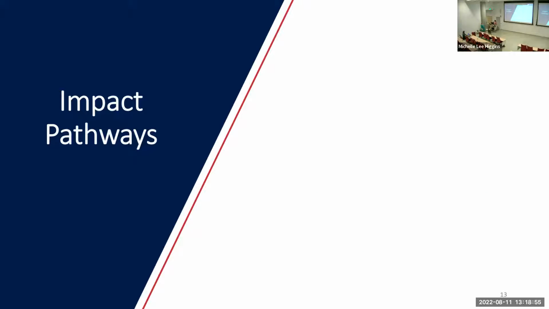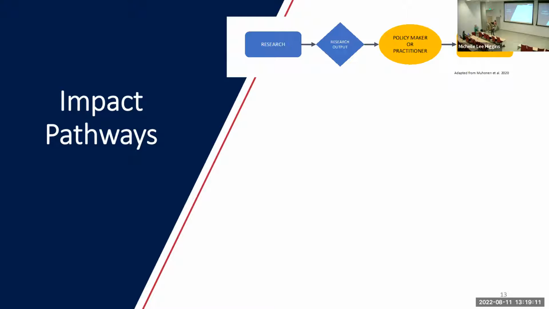Okay, so we can think of those connections, the way that we're connecting, as impact pathways. How are we taking a path from our research to our societal partners, and then they're using it in society, or we are collectively using that in society? Okay, this I'm drawing from some great work by Raina Muhonen and colleagues.